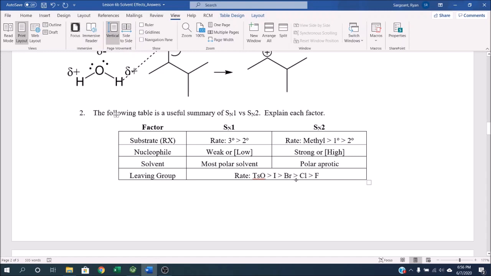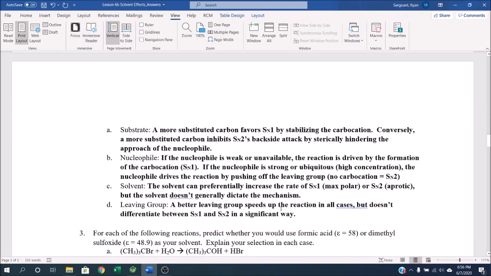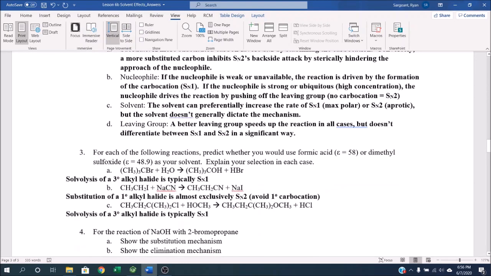So how do you know if a solvent is the most polar or not? Well, we experimentally determine that for you. And so this is question 3 right here, where if you read the question, for each of the following reactions, predict whether you would use formic acid or dimethyl sulfoxide as your solvent, and explain your selection in each case. And this little epsilon right there, followed by that number, is a measurement of the polarity of the solvent. So formic acid has a higher value and is therefore a more polar solvent than dimethyl sulfoxide.